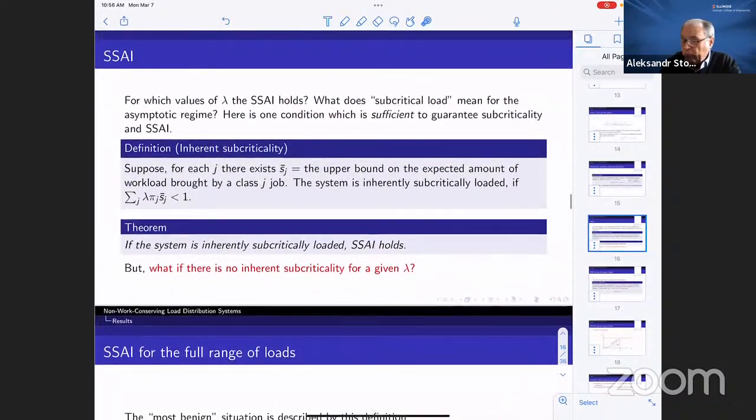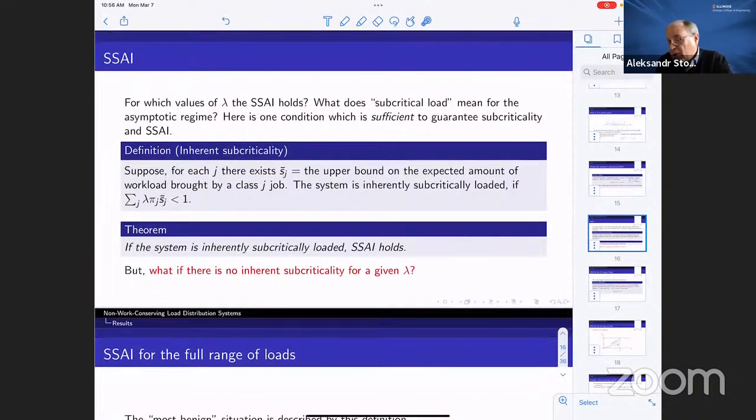Okay, so one of the questions is: for which values of lambda do you have the Ansatz? The difficulty is, again, what does it mean to have a subcritical load? The usual statement for work-conserving systems is that if you have a system which is subcritically loaded, so in the limit your load is less than 1, then you have the Ansatz. Here we don't know in advance what the load is.